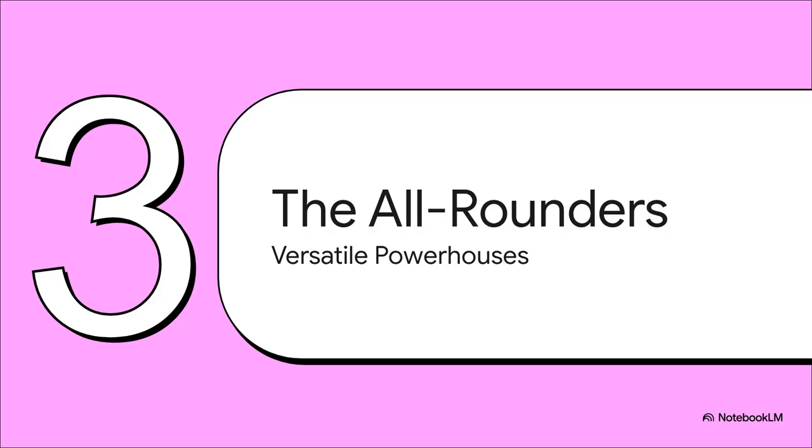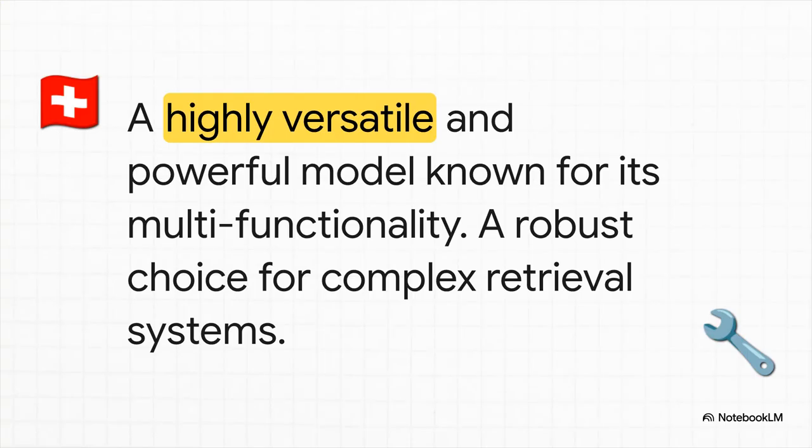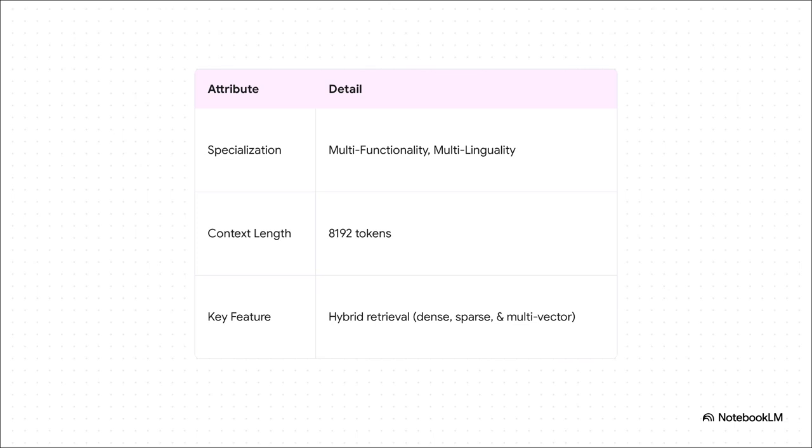Now we're going to split our analysis into 2 groups. And first up, we have the all-rounders. These are the versatile powerhouses, the models you can basically throw at almost any problem and get some pretty great results. And our first all-rounder is BGE-M3. Honestly, if you're looking for the Swiss Army knife of embedding models, this is it. This thing was built for multifunctionality from the get-go.